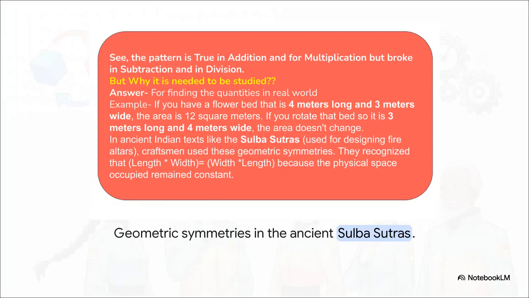And the coolest part? Humanity has intuitively understood this for millennia. This mathematical concept connects to some incredible human history. There are these ancient Indian texts called the Sulba Sutras, and they were actually used by craftsmen for designing highly specific fire altars. Long before modern algebra classes, these ancient craftsmen utilized these exact geometric symmetries. They deeply recognized that the physical space occupied remained constant, no matter how you rotated the length and the width.